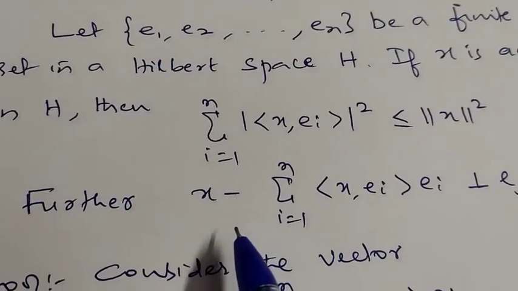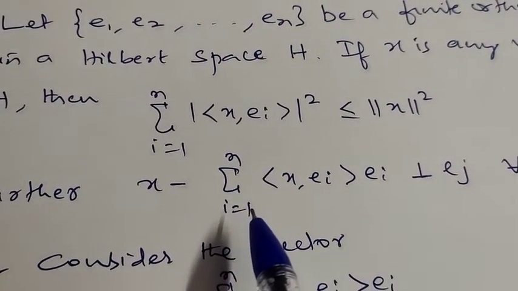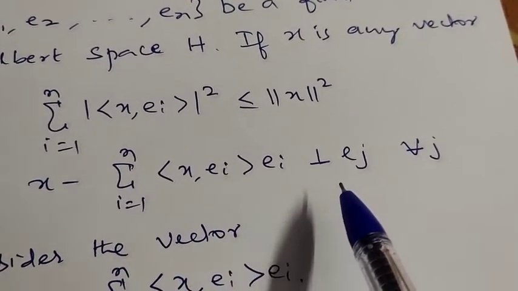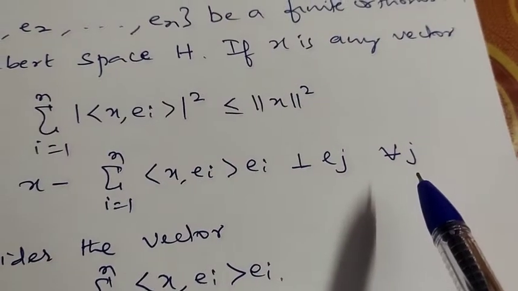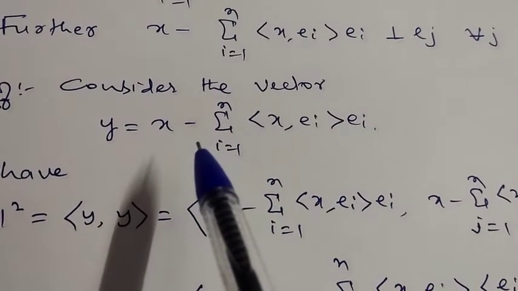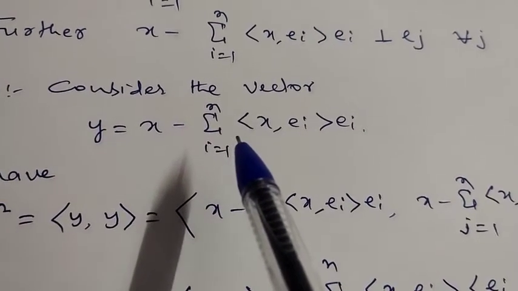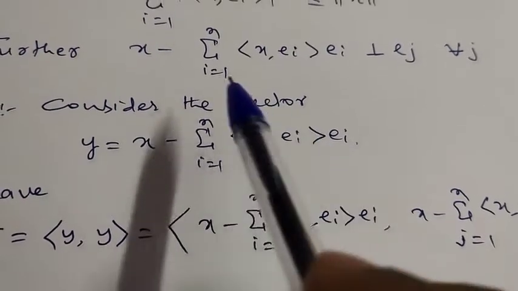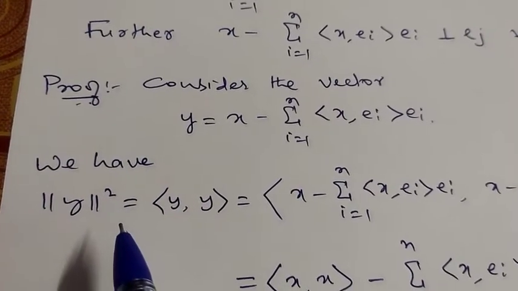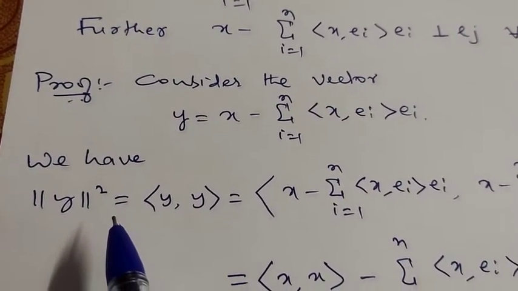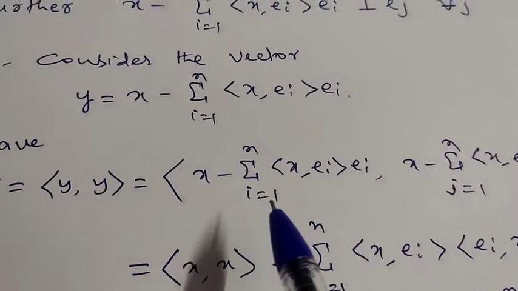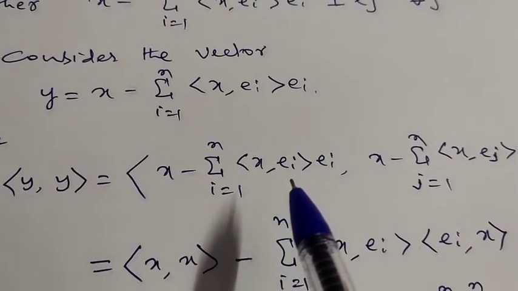Further, we can declare that x minus summation i equal to 1 to n of inner product of x comma ei into ei, this is one vector, is orthogonal to ej for every j. Okay, so here you consider the vector y as x minus summation i equal to 1 to n of (x comma ei) into ei, and you consider norm of y square. Norm of y square is definitely non-negative, so this is equal to inner product of y comma y. Y means x minus summation i equal to 1 to n of (x comma ei) into ei.